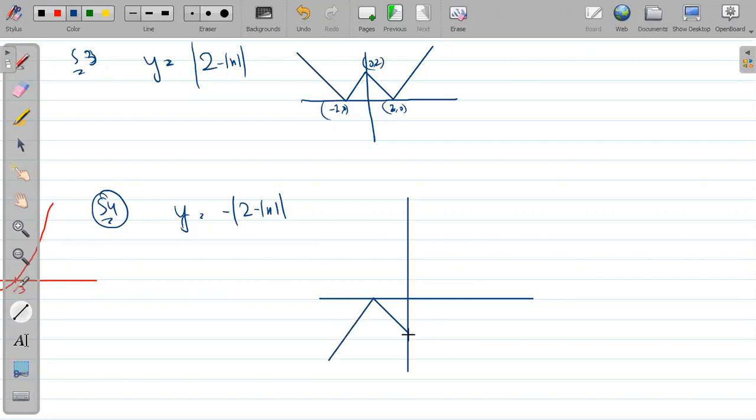Correct again. So yes, this is the graph we are going to get. Everything will remain the same. Now what you have to do? Can you tell me? This point is 0, minus 2.